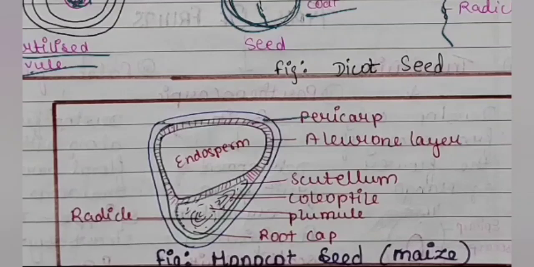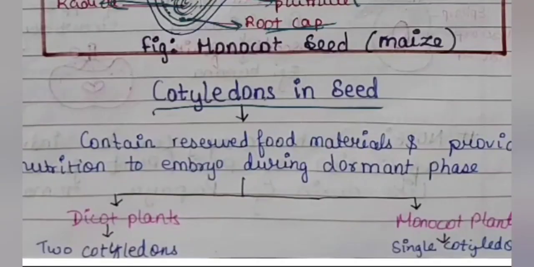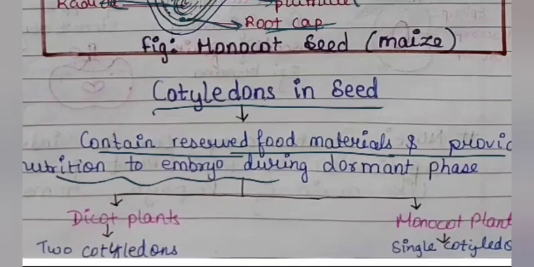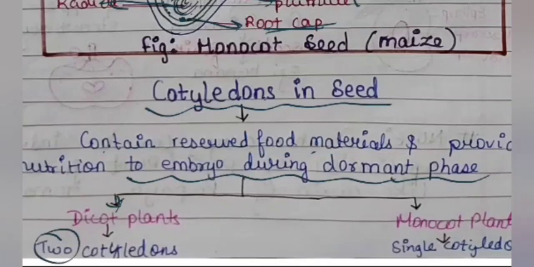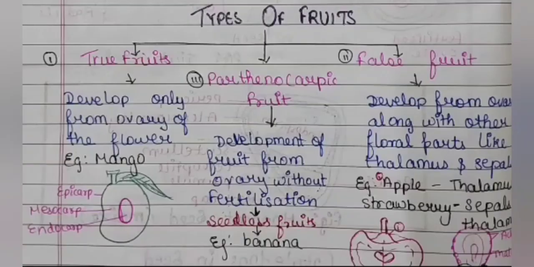This is a monocot seed. This is the pericarp here, areolar layer, and the endosperm here. This is the radicle. Then here is the plumule, coleoptile just above the plumule, and scutellum here, and this is the root cap. So the cotyledons here in the seed basically provide the nutrition to the embryo during the dormancy. So dicot plants have two cotyledons, whereas monocot plants have single cotyledons.